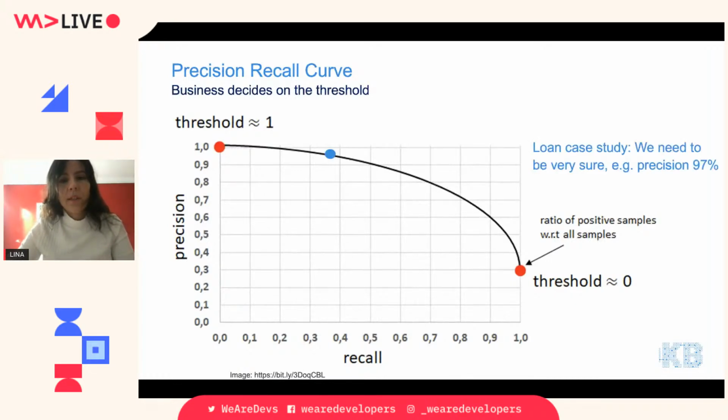So for example, for this use case, we could say we want to be very sure and only accept a precision of 97%. And then we can have a look at which recall we can achieve at that precision. In this example, which is not our correct number, just an example for you, we would be able to identify 37% of the rejected loans with this threshold.